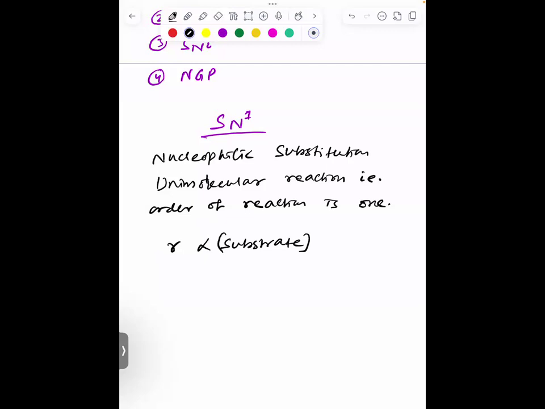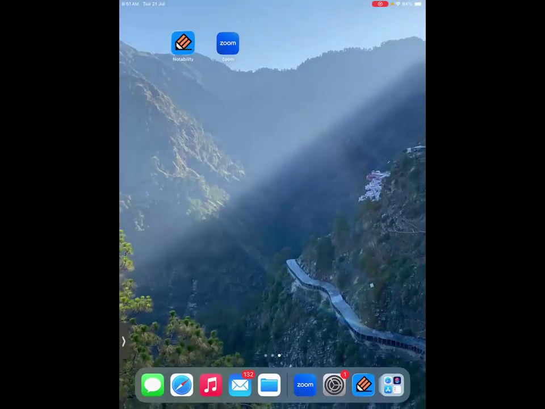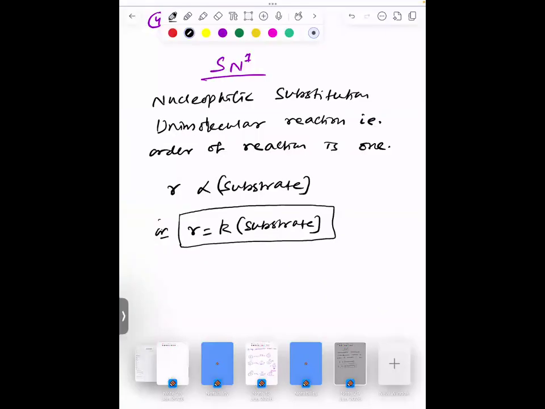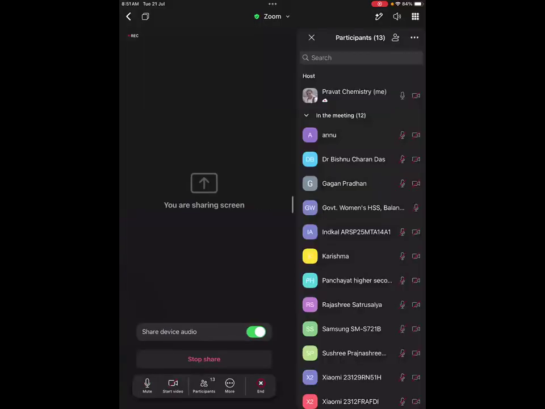Which is the substrate here? Haloalkane. Rate equals K into substrate. This is the example of SN1 reaction. Okay, any doubt up to this? If you have doubt, write in the chat box. No? Okay, good.